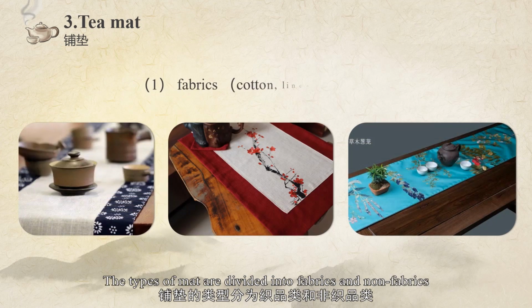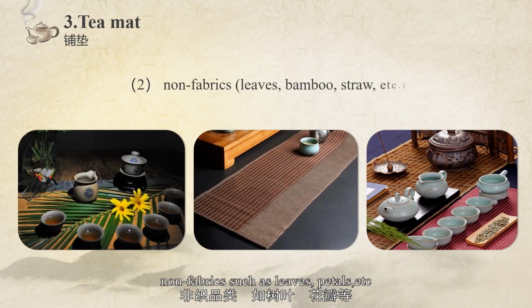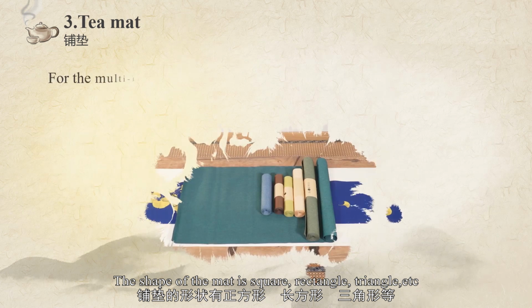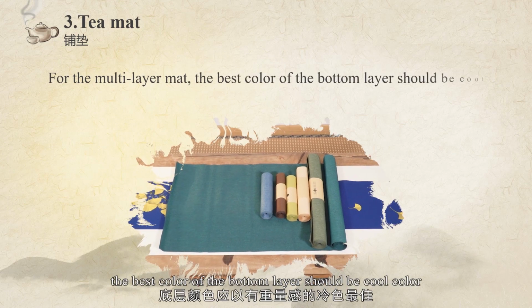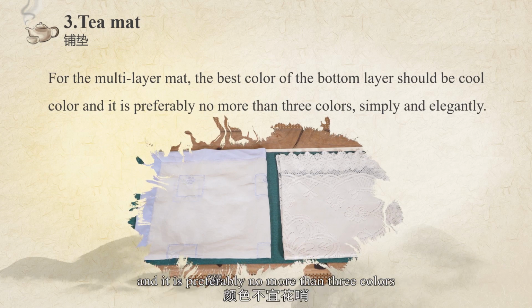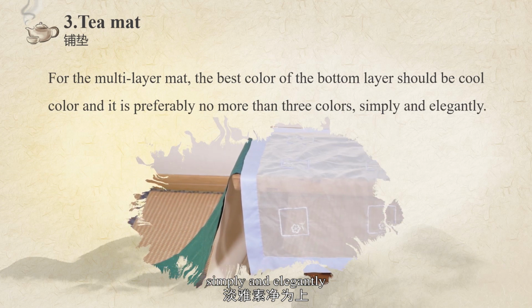The types of mat are divided into fabrics and non-fabrics. Fabrics include cotton, linen, silk, etc. Non-fabrics such as leaves, petals, etc. The shape of the mat is square, rectangle, triangle, etc. For the multi-layer mat, the base color of the bottom layer should be cool color, and it is preferably no more than 3 colors, simple and elegant.